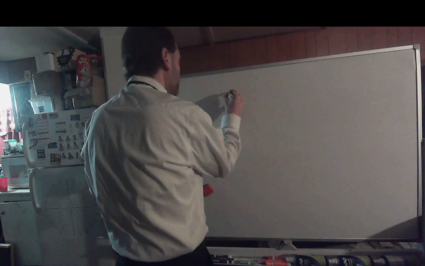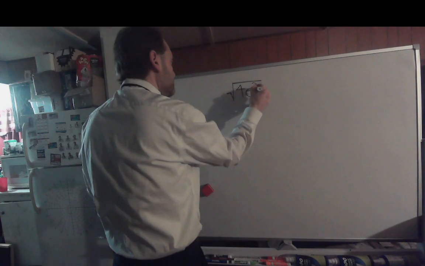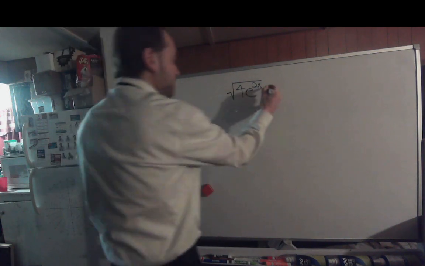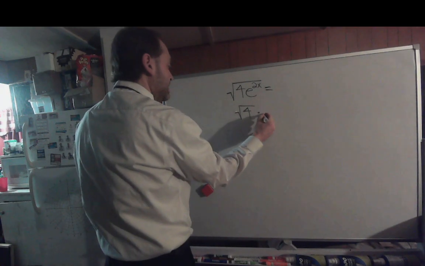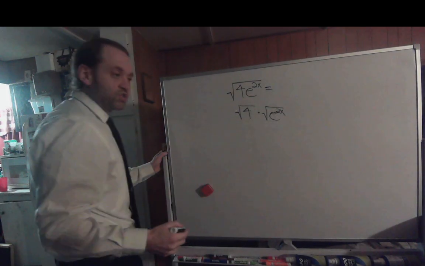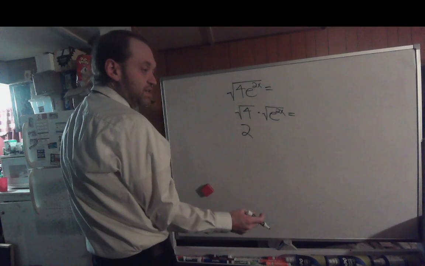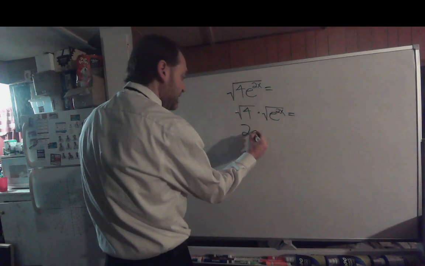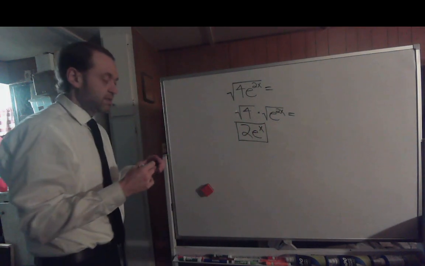The square root of 4e to the 2x. Now we have the square root of 4e to the 2x. Well, that's literally the same as the square root of 4 times the square root of e to the 2x. Well, what's the square root of 4? That's going to be 2. Square root of e to the 2x, well, that's literally just going to be e to the x. So this would simplify into 2e to the x.